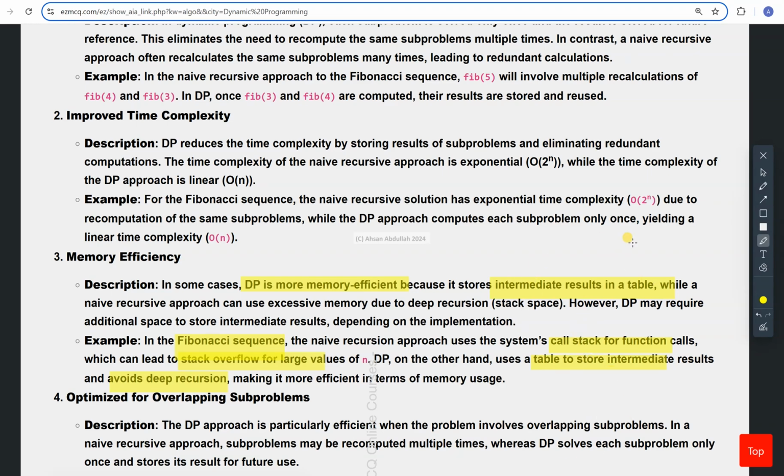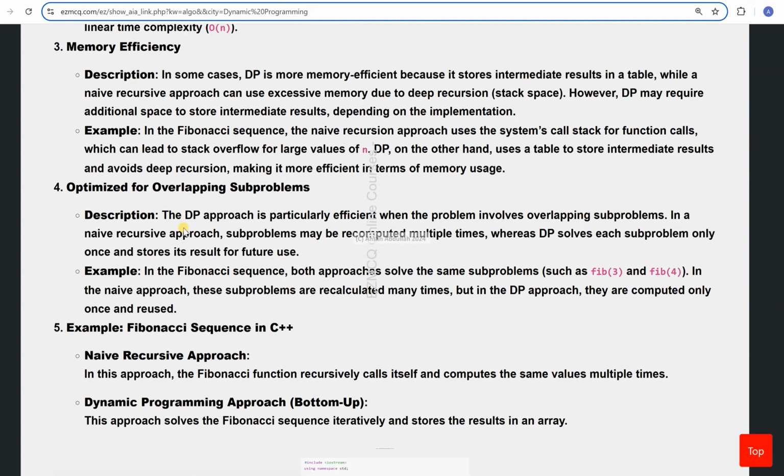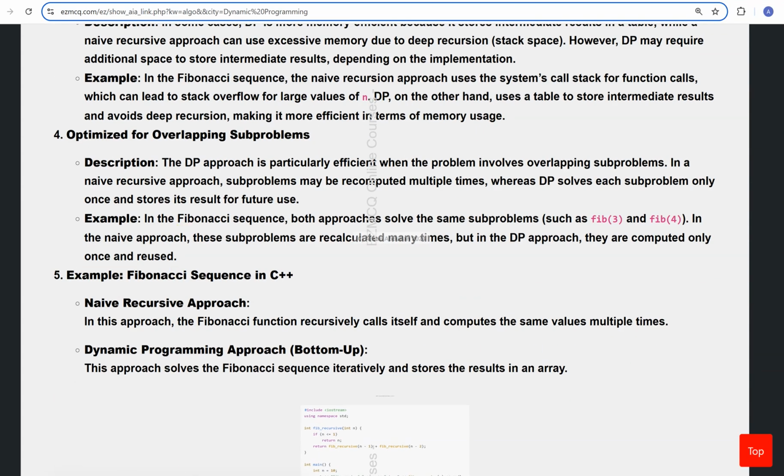Then, of course, optimized for overlapping subproblems. Dynamic programming is optimized for such a class of problems. In a naive recursive approach, subproblems may be recomputed again and again, while dynamic programming solves each subproblem only once. So for example, in dynamic programming, Fibonacci 3 and Fibonacci 4 are only calculated once, but using recursion they are calculated multiple times.